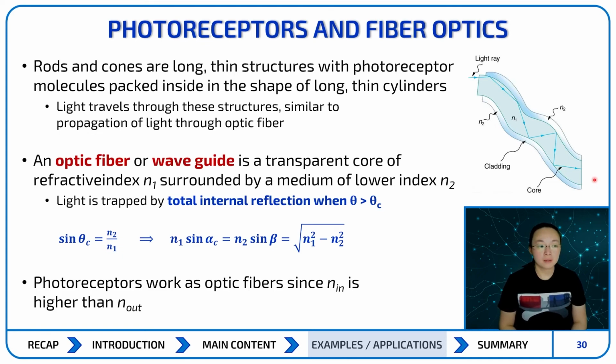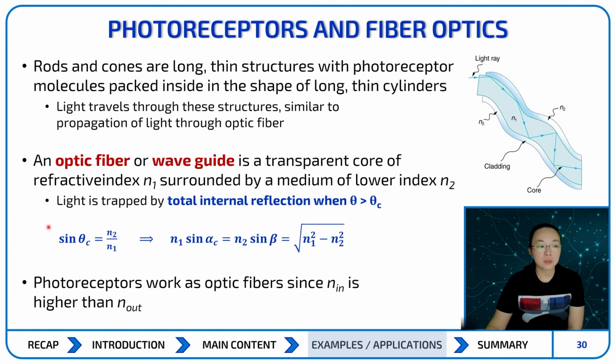An optic fiber or waveguide has a transparent core of a refractive index N1, and it's surrounded by a medium of lower index N2. Essentially, what is happening is that your light is going to be trapped by a condition called total internal reflection when theta is greater than the critical angle.